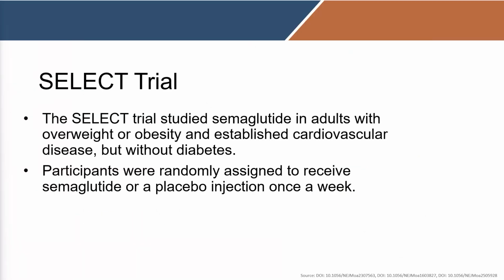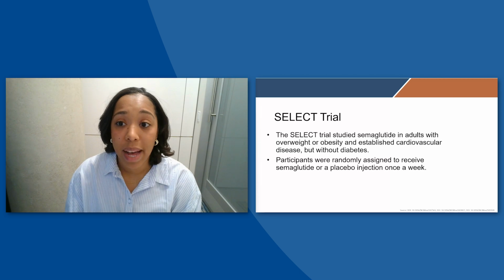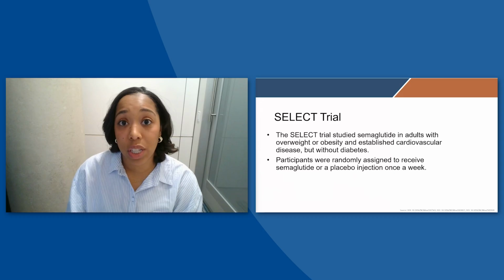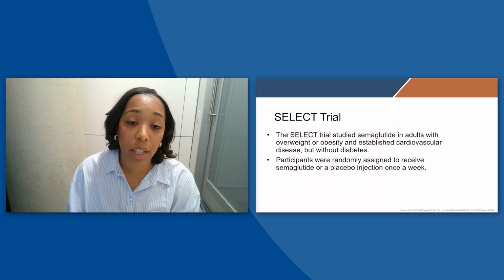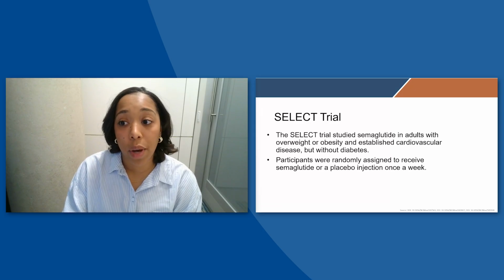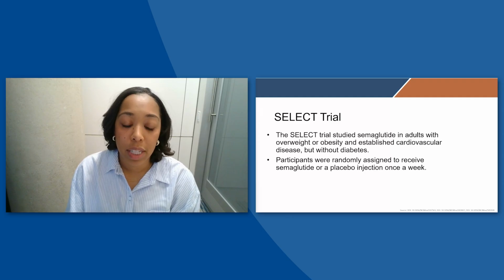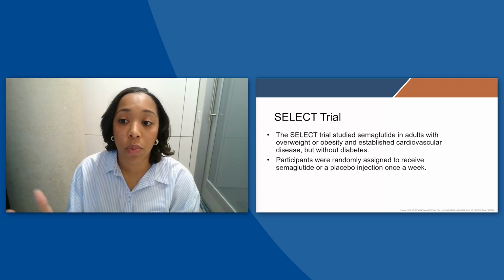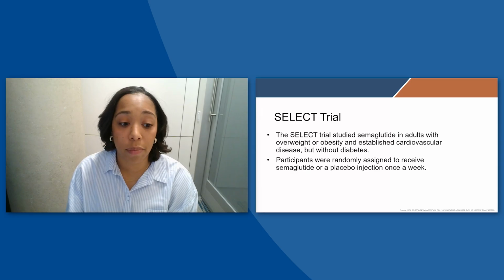Let's talk about one study that looked at a GLP-1 medication in cardiovascular disease. The SELECT trial was an international, randomized, placebo-controlled study designed to examine whether treating obesity with a GLP-1 medication, semaglutide, could lead to reducing cardiovascular events. This trial enrolled over 17,000 adults who had a history of overweight or obesity with established cardiac disease but did not have diabetes, and participants were randomly assigned to receive either weekly injections of semaglutide or placebo.